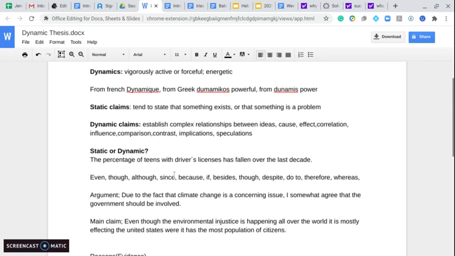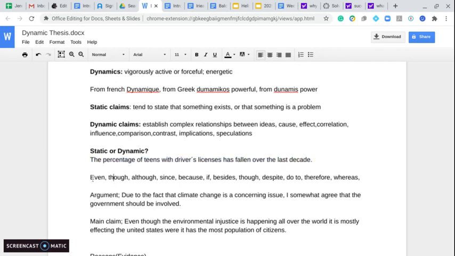So here I have a few examples, right? Let's look at this. The percentage of teens with driver's licenses has fallen over the last decade. Okay, that obviously is a static claim. It's just stating a fact, right? Or it's stating that something exists.